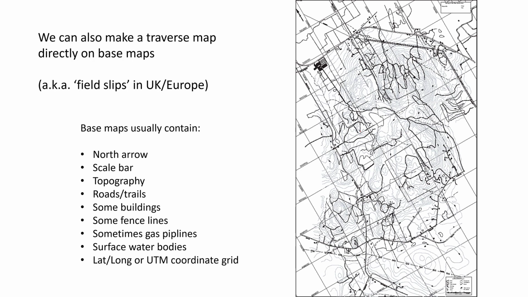If we don't have access to air photos, we can also make a traverse map directly on base maps. Base maps are also known as field slips in the UK and some parts of Europe. Base maps, like the one shown here, usually contain a north arrow, a scale bar, topography, contours, roads and trails, some buildings, some fence lines, sometimes gas pipelines, surface water bodies, and a latitude, longitude, or a UTM coordinate grid.